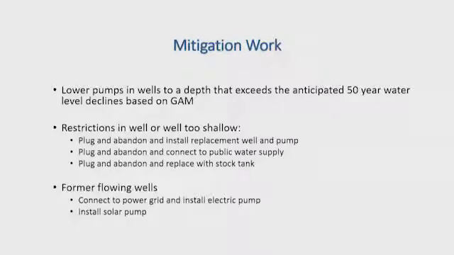Okay, so what does our mitigation work consist of? We lower pumps and wells to a depth that exceeds the anticipated 50-year water level declines based on the groundwater modeling that we have. So when we fix that well, we want to fix it once. So even though they're going to have to change that pump out, do things to those wells after we fix it, we've done our job for the next 50 years, hopefully. But if that well has a pinch point, if there's a restriction in the well, or if it's too shallow, then we will go in and re-drill the well and install a new pump.